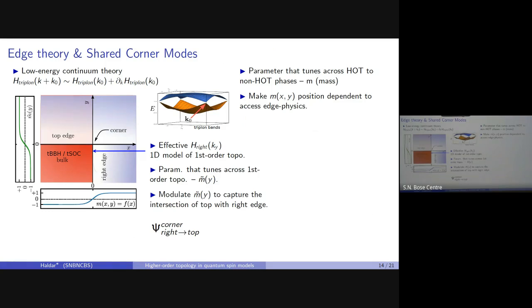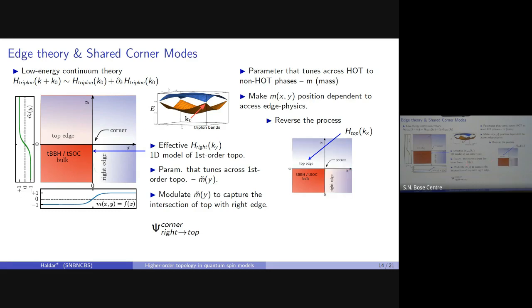Now you can reverse this process. You can first modulate the y direction mass and get the top edge effective theory first. Again, you will find that it's a first order topological theory, modulated by another mass term, M tilde x. Then you can introduce your corner again like this, and you will find another localized state at the corner, psi corner top going to right, because I first found the effective theory for the top edge, then introduced the right edge to get the corner. So the question is, are these two equal? If they are equal, we have higher order topology.